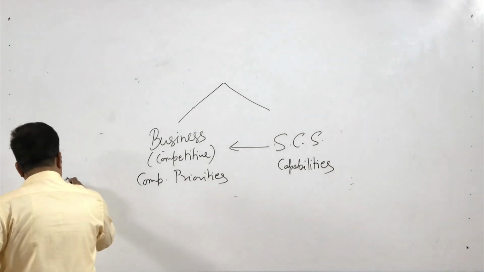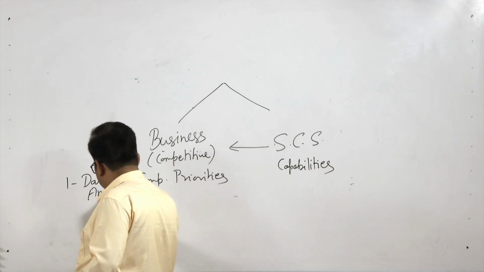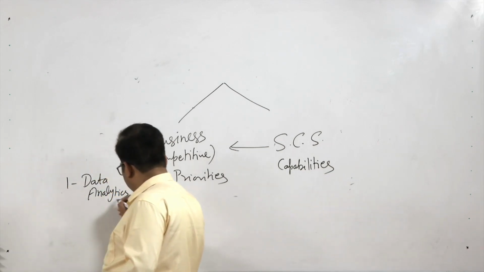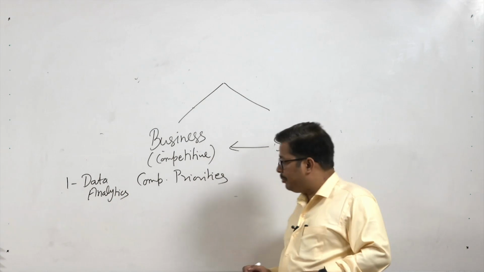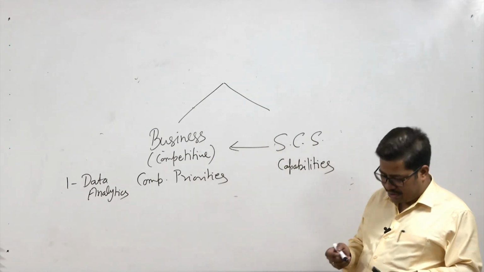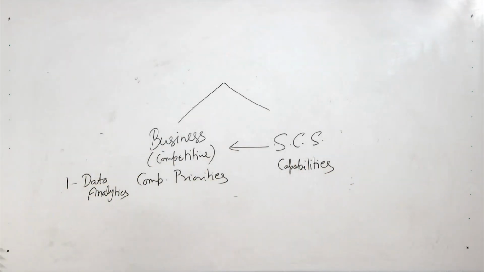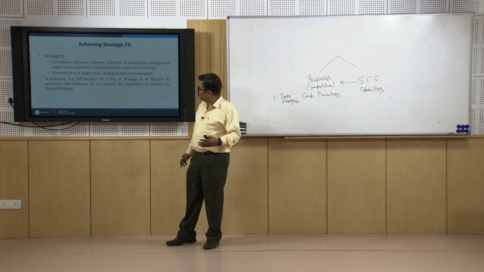So, this is the first use of data analytics. Data analytics will help us in regularly monitoring the competitive priorities, and you need a very good strategic fit between these two things. Then, to simplify the same statement, competitive and supply chain strategies must have the same goal.